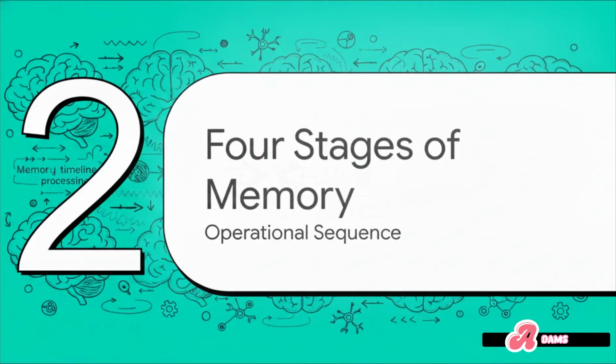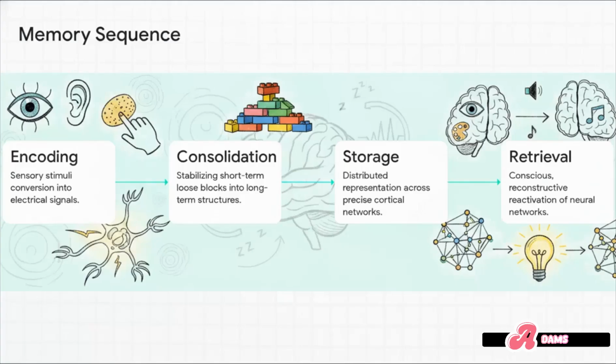Moving to Section 2, the 4 stages of memory. Let's transition from the anatomy to the actual operational timeline of how a memory is processed. Every single explicit memory has to survive a pretty strict 4-stage gauntlet. It kicks off with encoding, where sensory stimuli get converted into electrical signals. But this absolutely requires selective attention. If you're distracted, the memory simply never enters the system.